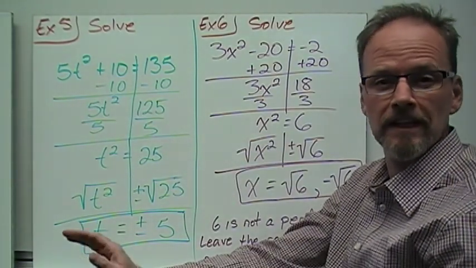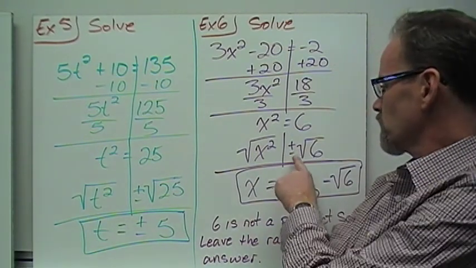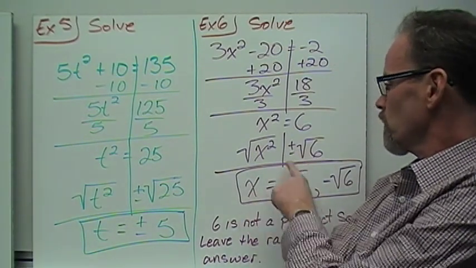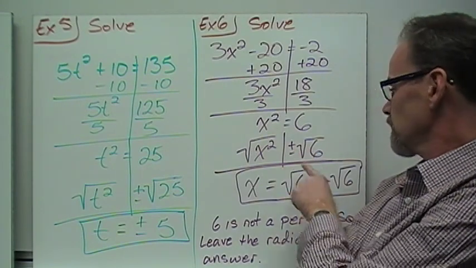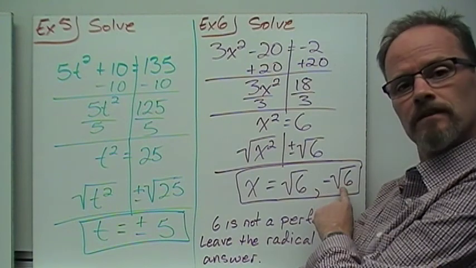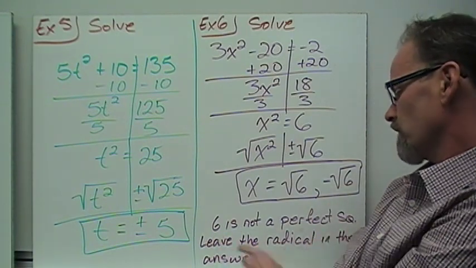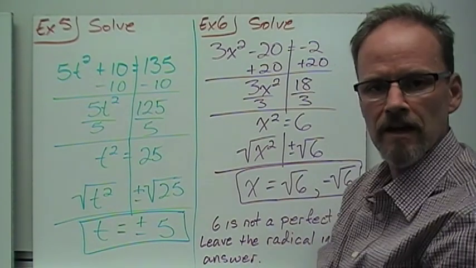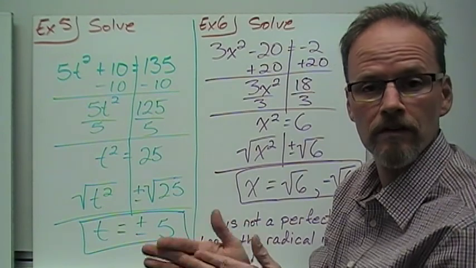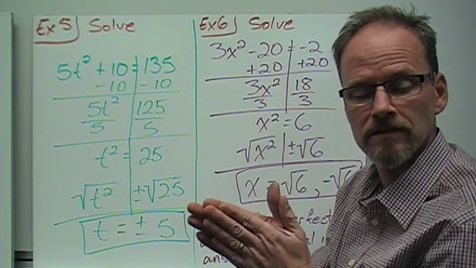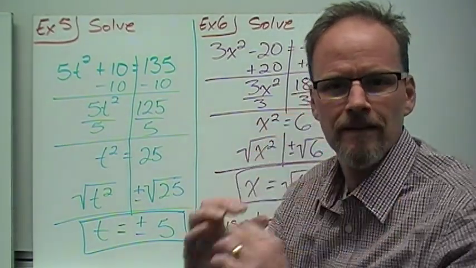So this time we're going to leave the radical sign with the answer. We're just going to leave it there. So x will equal the positive square root of 6 and the negative square root of 6. Notice 6 is not a perfect square, so just leave the radical sign in the answer. It's okay for now. When we get a little bit farther along, we may solve some more of that, but for now, you'll leave the radical sign in there if you don't have this nice perfect square.